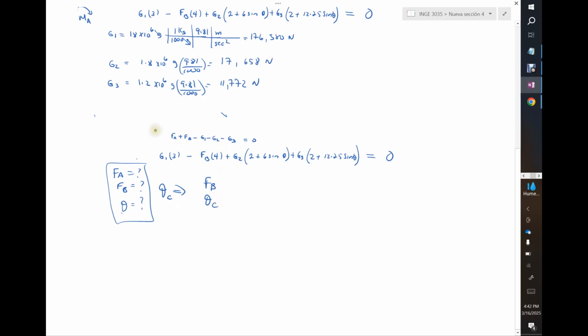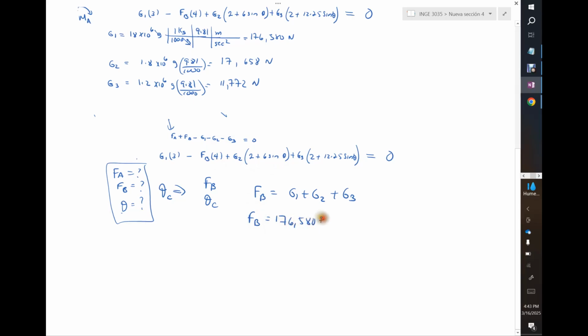For example, if FA is 0, then we know that FB equals G1 plus G2 plus G3. That's it. Now when we know FB, then we can use the moment equation here and solve for theta, and that will do. So let's calculate FB one moment here. FB will be then, let's see what that would be.